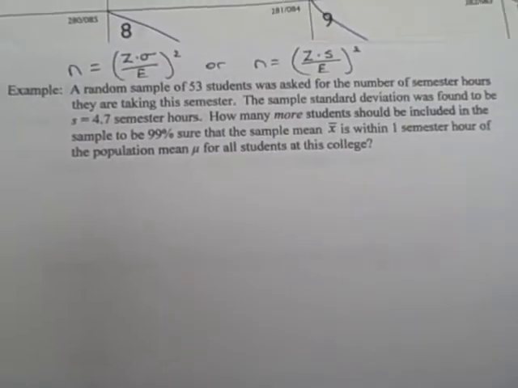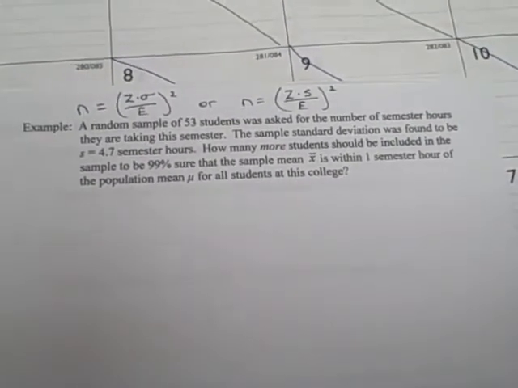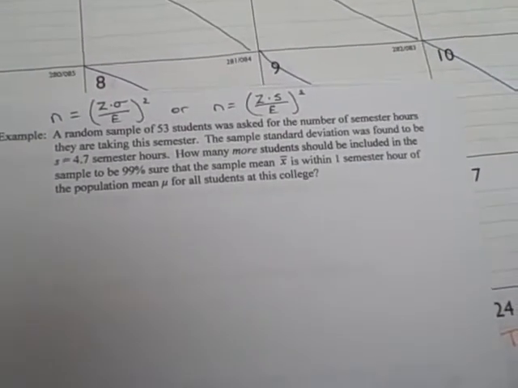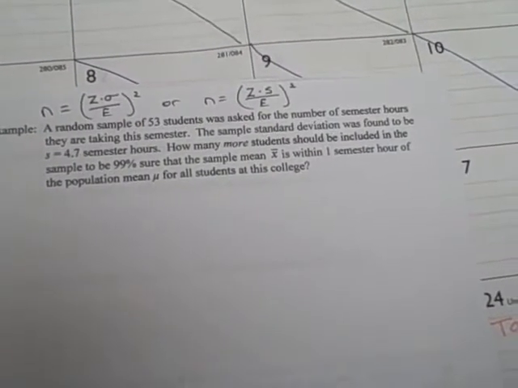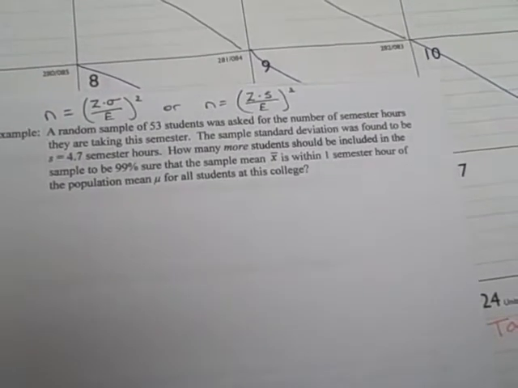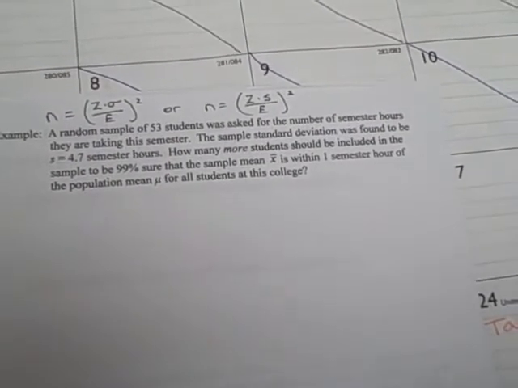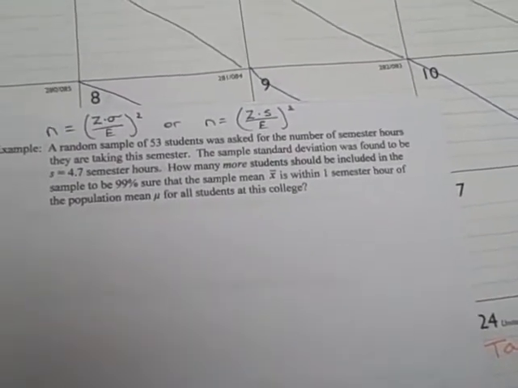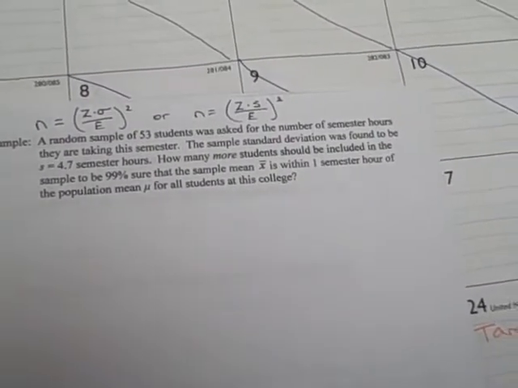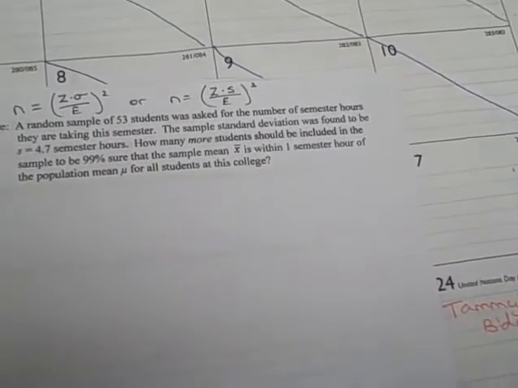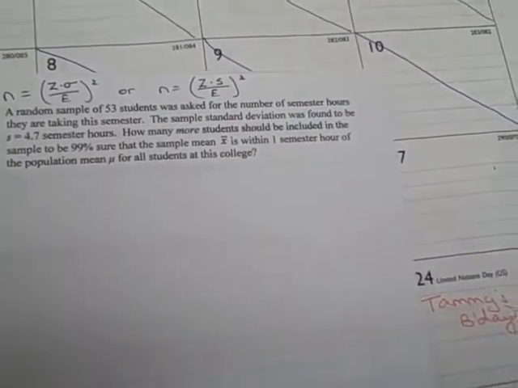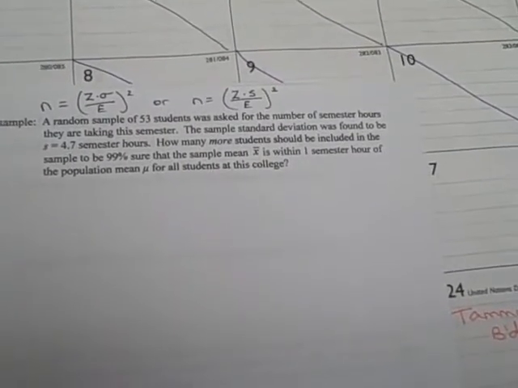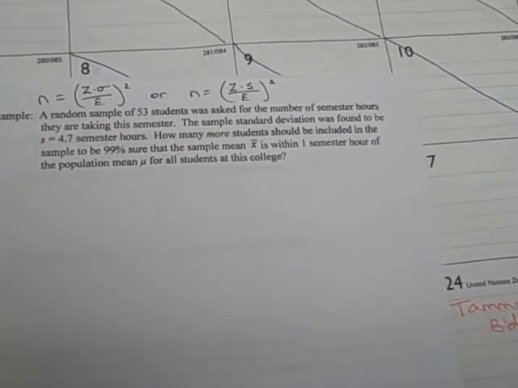Okay, continuing on with section 8.1, let's look at this next example. A random sample of 53 students was asked for the number of semester hours they are taking this semester. The sample standard deviation was found to be S equals 4.7 semester hours. How many more students should be included in the sample to be 99% sure that the sample mean X bar is within 1 semester hour of the population mean mu for all students at this college?